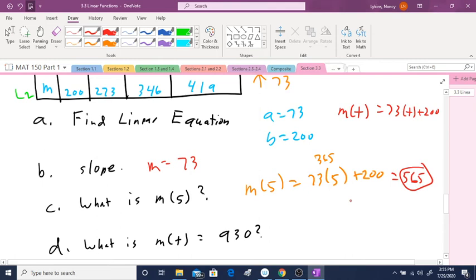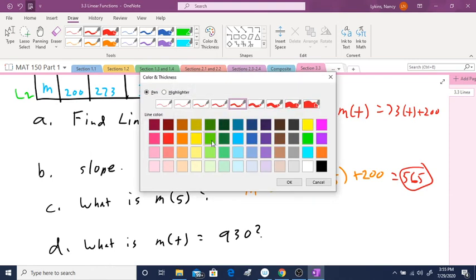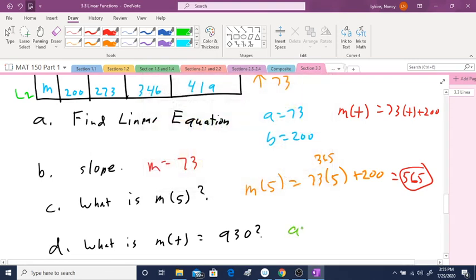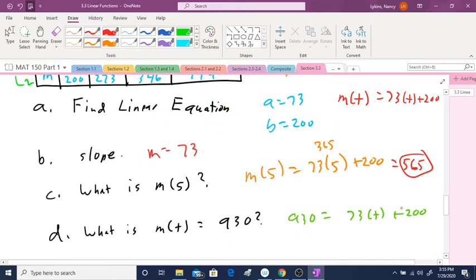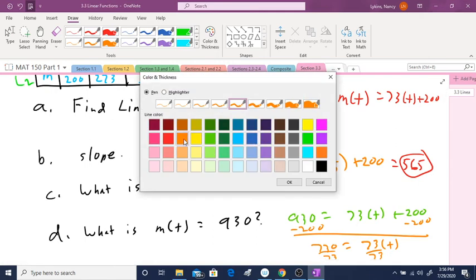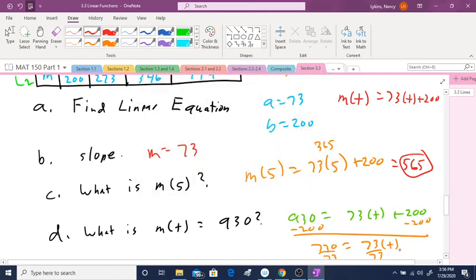Now part D, we do not put in 930 for T. What this means is that 930 is what our answer is. So I want to put 930 equals 73T plus 200. And then all I'm going to do now is solve for T by subtracting 200 on both sides. 730 equals 73T. Divide by 73. 73 goes in evenly to 730 10 times. So T equals 10.